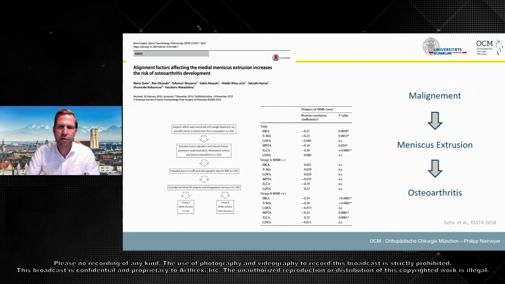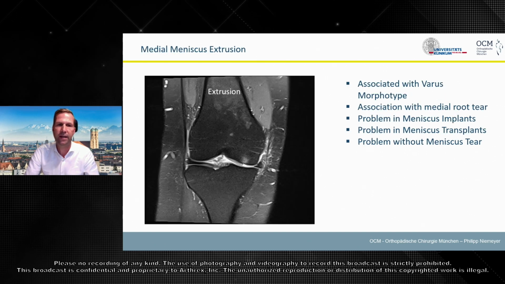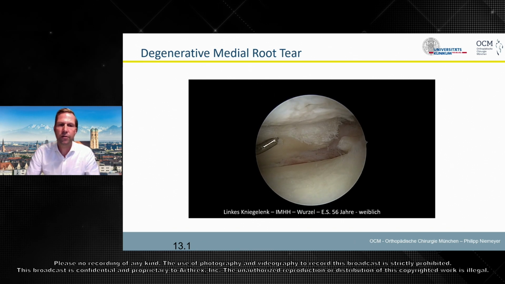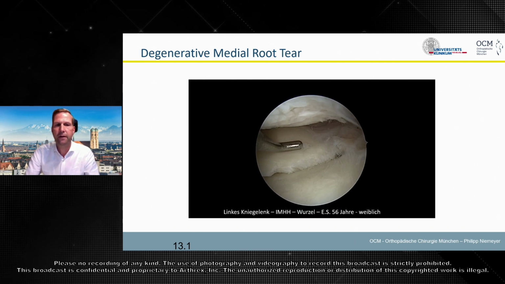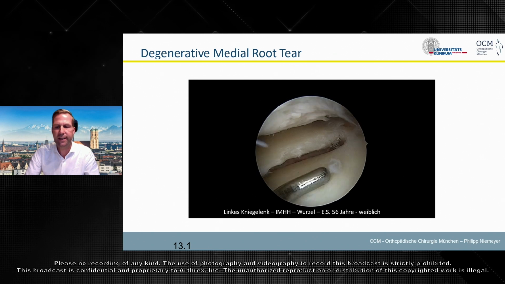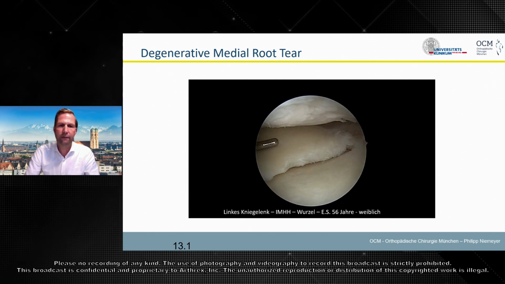And there's quite a bunch of studies which demonstrate malalignment leads to meniscus extrusion, and meniscus extrusion actually leads to osteoarthritis at the end. And avoiding this extrusion of the meniscus is probably the most crucial strategy in order to preserve the knee joint and to avoid progression to osteoarthritis. When we are talking about meniscus extrusion, we are definitely also talking about these degenerative medial root tears, as you can see them here in this video.